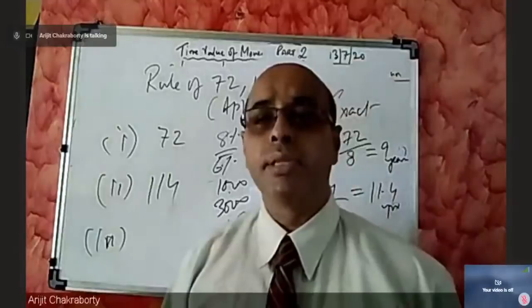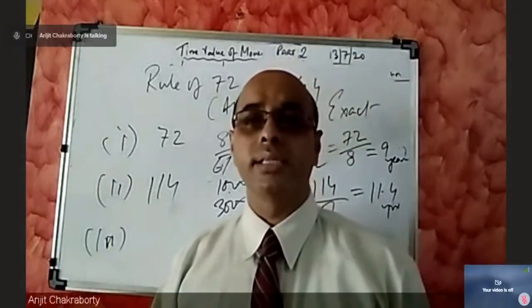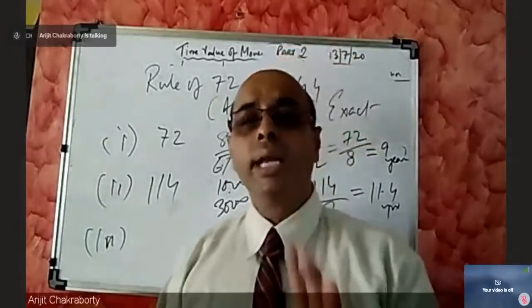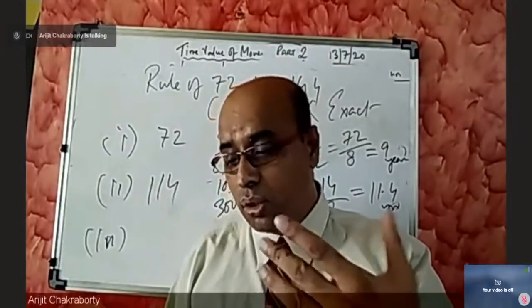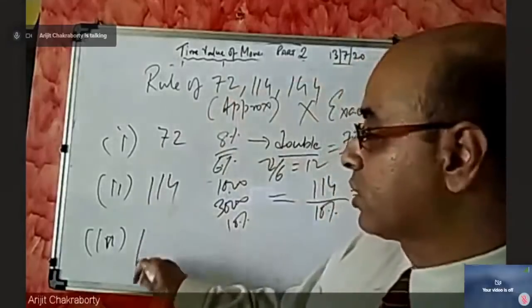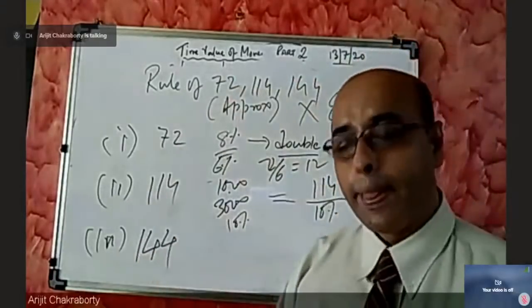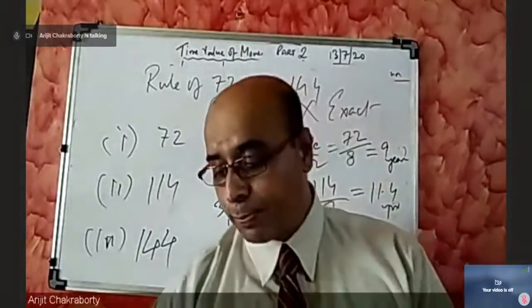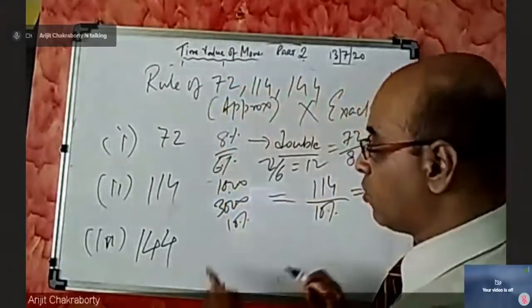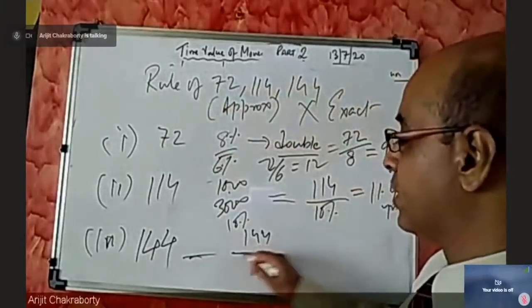So what happens if you are given a question like this: in how many years will the money become quadruple? So in how many years will it go to 4 times? So the rule is 144. Okay, so the rule is 144, for the money to quadruple. So 144 by the interest rate.